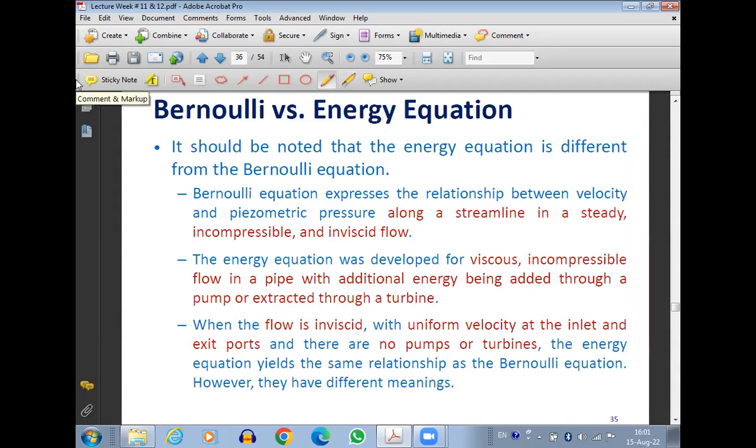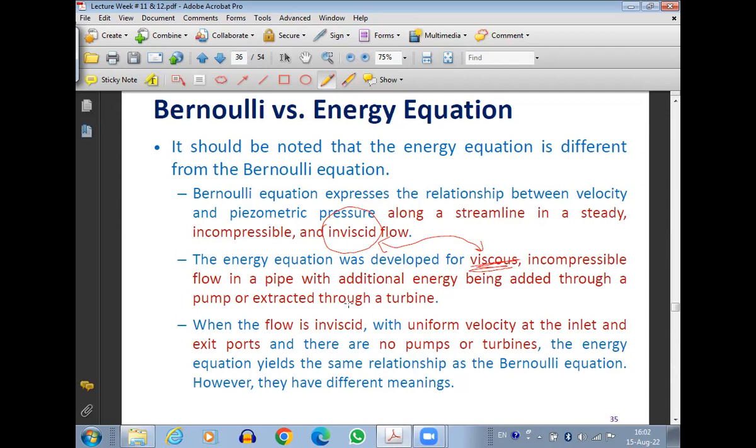So the basic difference between the Bernoulli's and energy equation is that Bernoulli equation expresses the relationship between velocity and piezometric pressure along a streamline in a steady, incompressible and inviscid flow. The energy equation was developed for viscous flow. That's the major difference. Here it was inviscid, here we have viscous. Incompressible is the same as here.